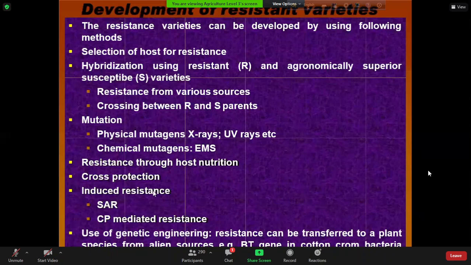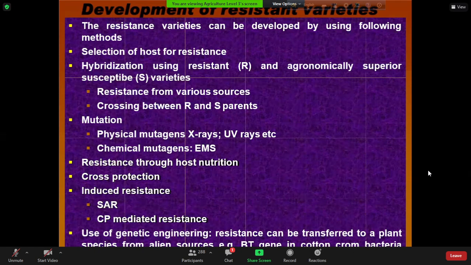We have to look for the virulent races of Bipolaris oryzae. Okay, so there are virulent races of Bipolaris oryzae. There are avirulent races also available in the environment. So we have to look out for the avirulent races of the pathogen, and the plant should be exposed to the avirulent races of Bipolaris oryzae. As a result, this plant becomes resistant to the virulent races of Bipolaris oryzae. So this principle is known as cross protection.